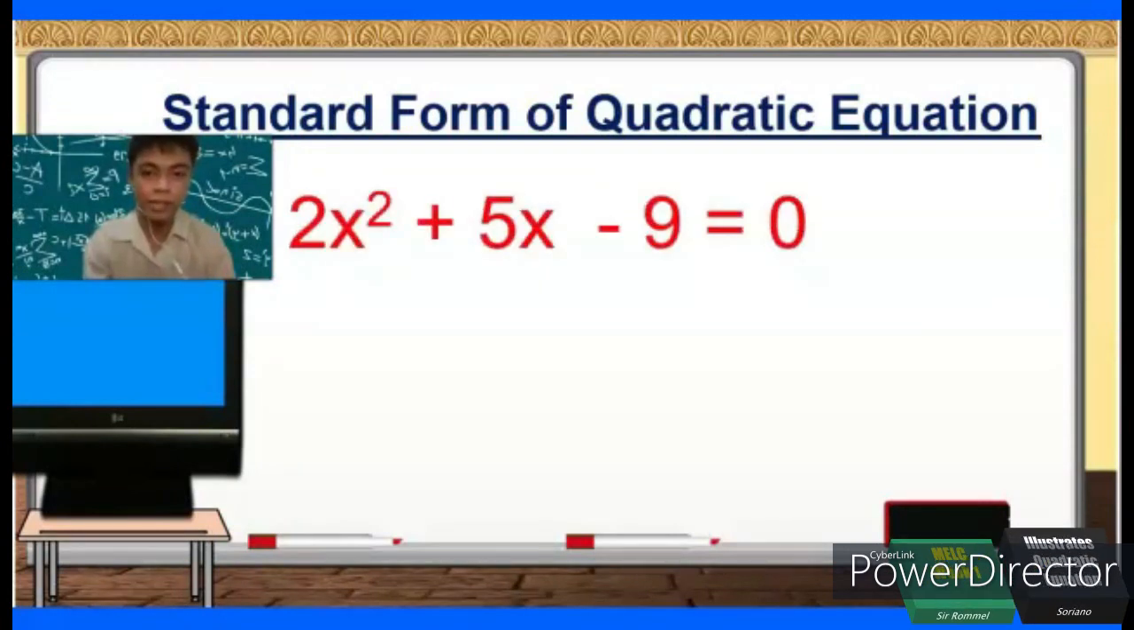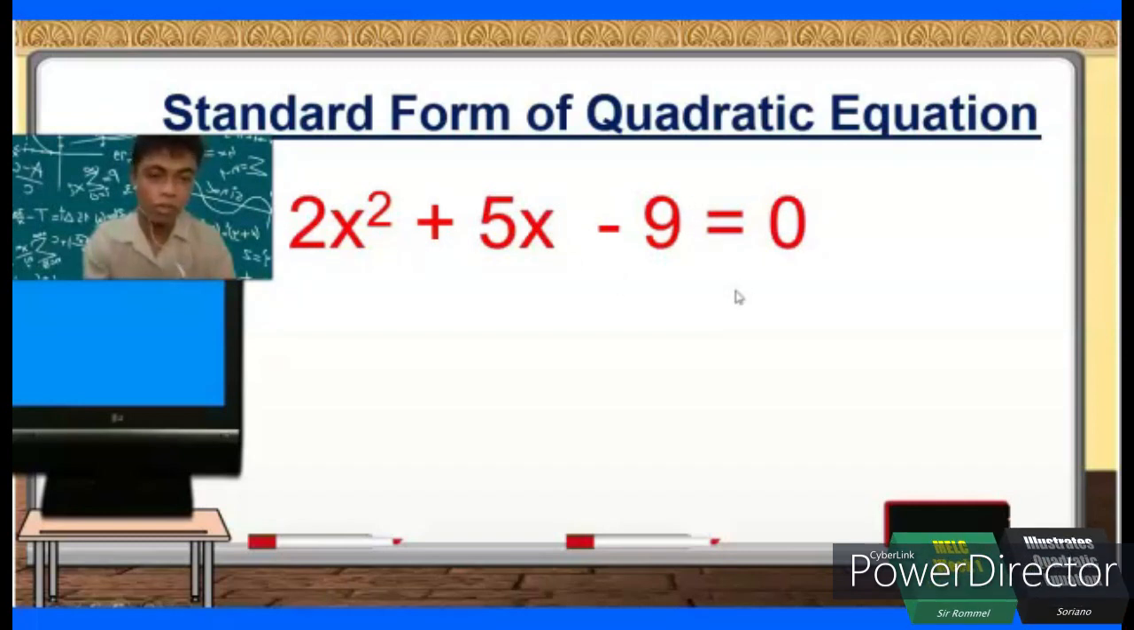2x squared plus 5x minus 9 is equal to 0. So first, investigate muna natin kung naka-standard form. Nauna ba ang quadratic term? So tingnan nyo, yung 2x squared ba quadratic term? Okay, yes. About linear term, kasunod ba yung linear term? Okay, yes. How about the constant term? Nahuli ba yung constant term? Yes.